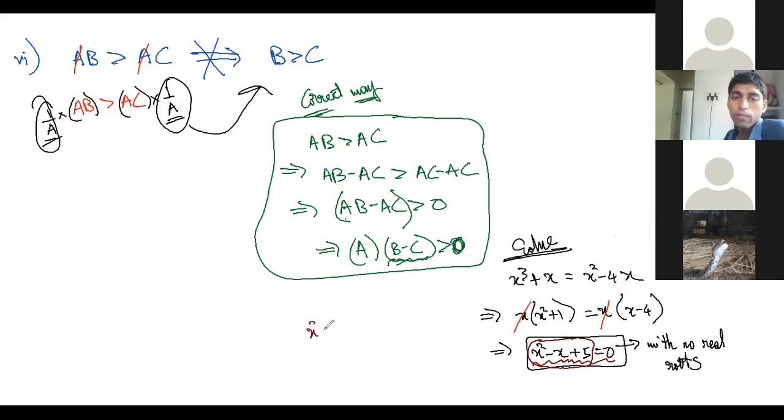See, it's just like x square plus 1. For what value of x will x square plus 1 be equal to 0? When will this be equal to 0? When x is minus 1? No, x square is minus 1, possible? If x square is 1 only, then we will get 2. So this has no real solution.